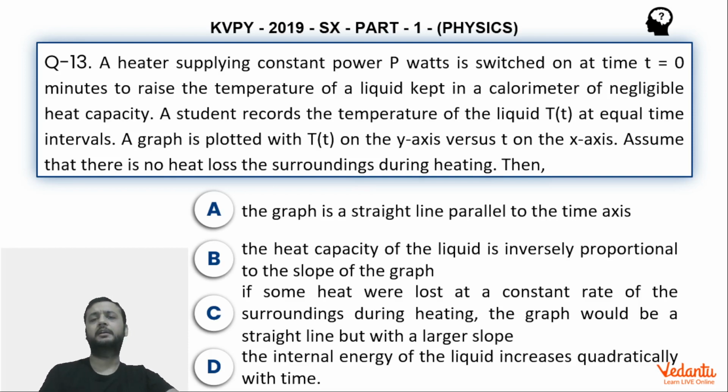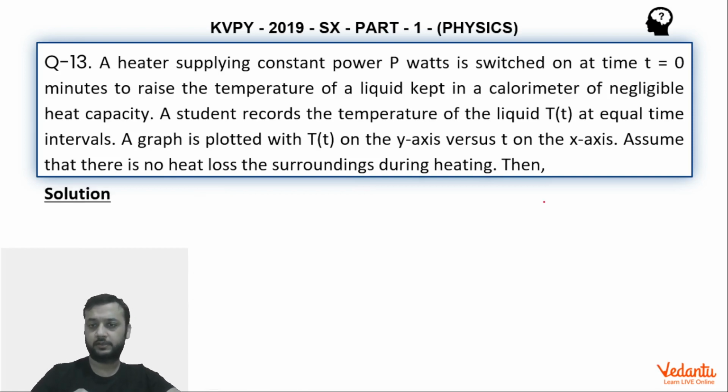There's a liquid which is contained in a calorimeter of negligible heat capacity. So basically if I draw the picture over here, you can assume that this is a container or a calorimeter, and the calorimeter has negligible heat capacity, and the liquid has got some heat capacity. Now this liquid is being heated through a source of constant power P. That means we are providing heat to this liquid at a constant rate P.